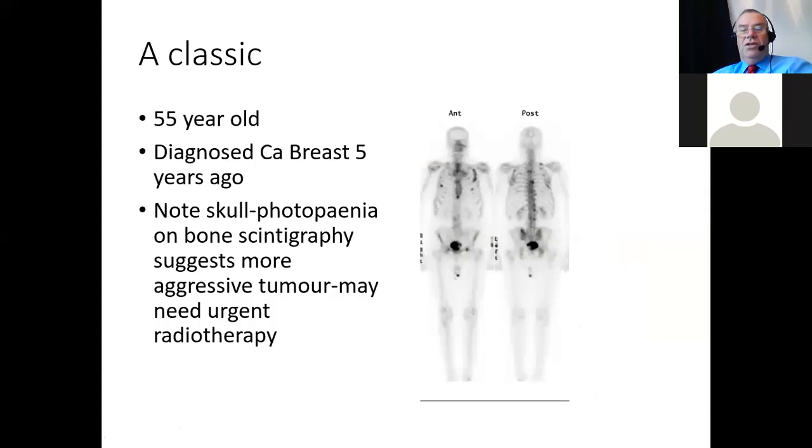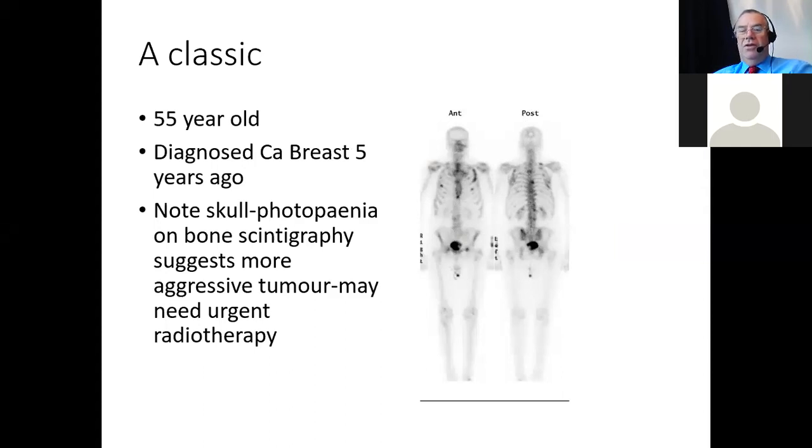So here we have a patient who's a 55-year-old female with breast cancer diagnosed 5 years ago. And this is a very typical pattern, unfortunately, where we see multiple bone metastases. But those of you who are sharp-eyed, if you look at the skull, can you see there's a ring? And in the middle of that, there's a hole. And this is where there's a much more lytic process going on. And this suggests a much more aggressive tumor.